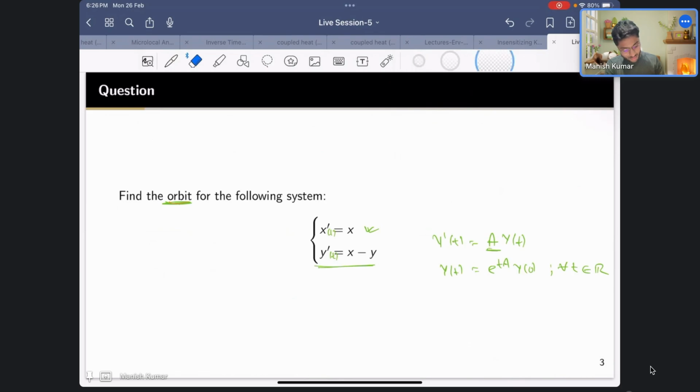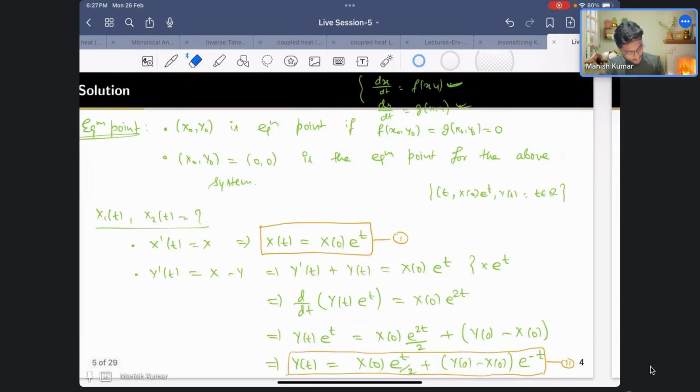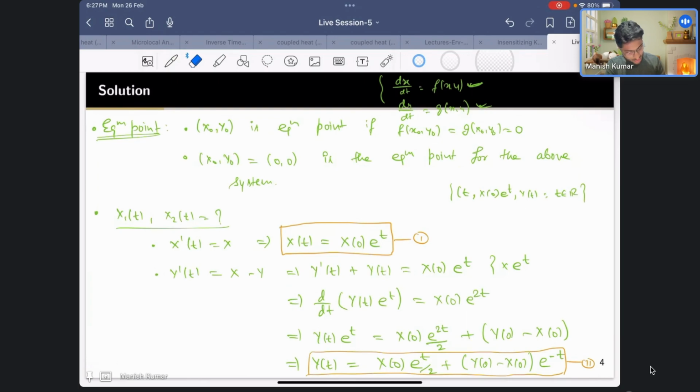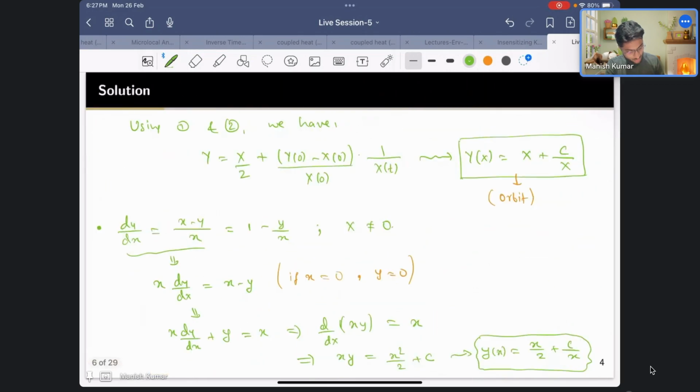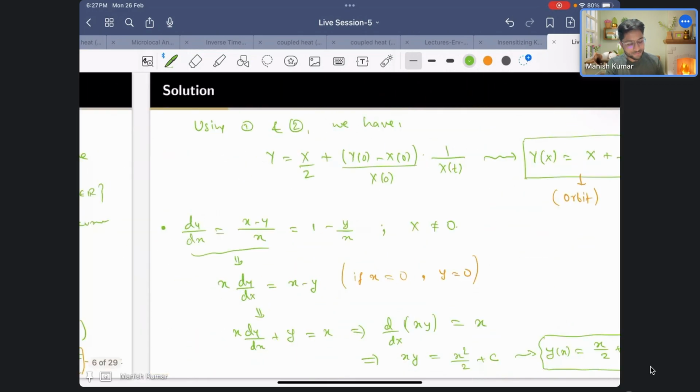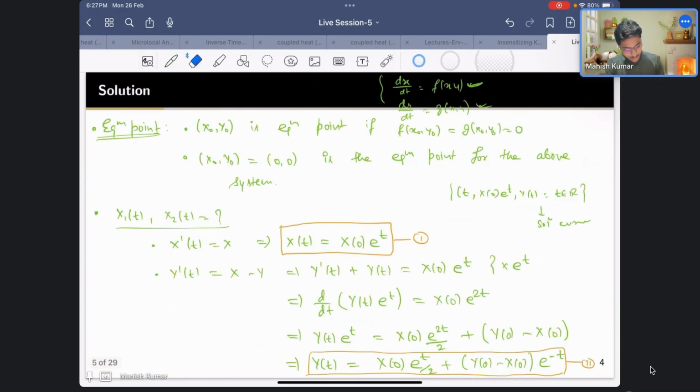So here you can write this. This is the solution curve, and what we have obtained here is the orbit. Okay, if this is clear, then let's see one more.